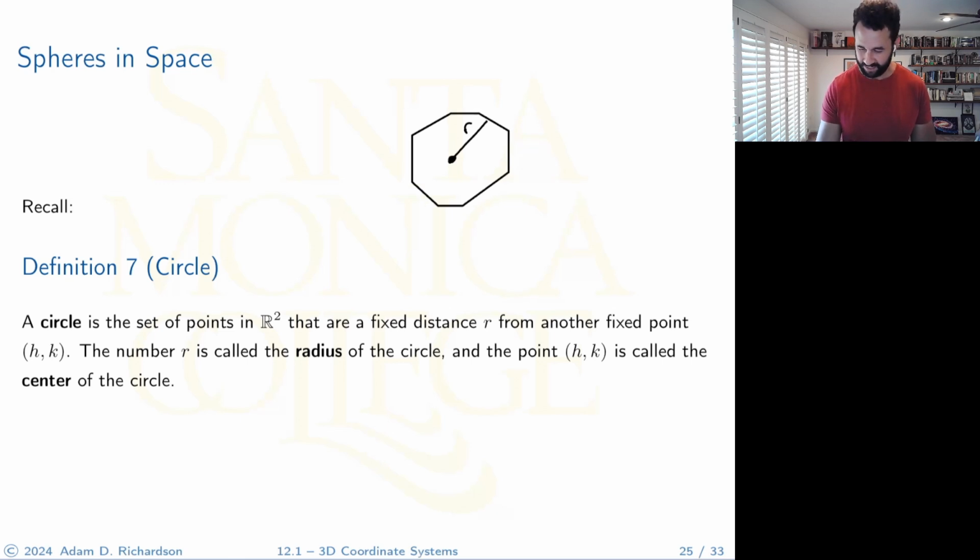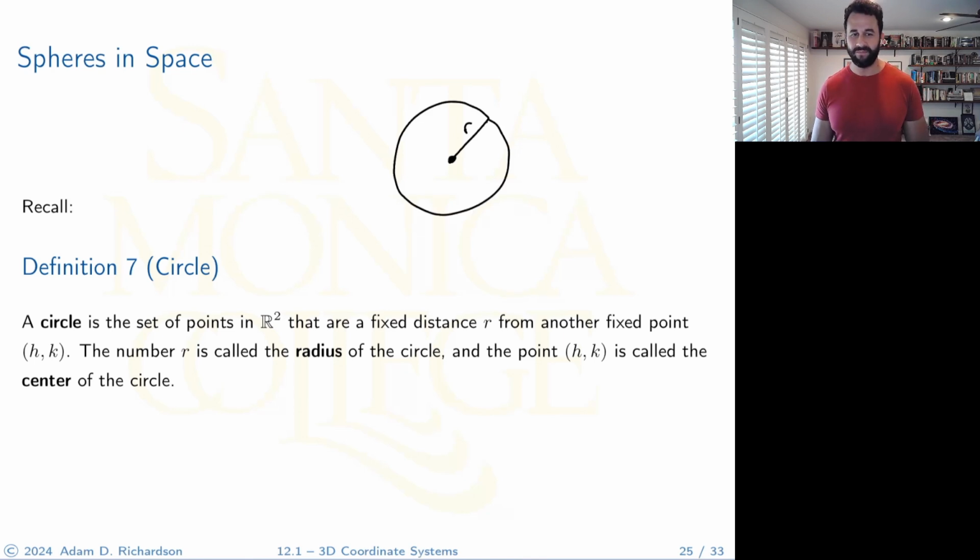Thanks, Notability. That's not quite what I wanted. I'll just stick with my hand-drawn circle. Pretend that's a perfect circle. There you go. So this would be the point (h, k).